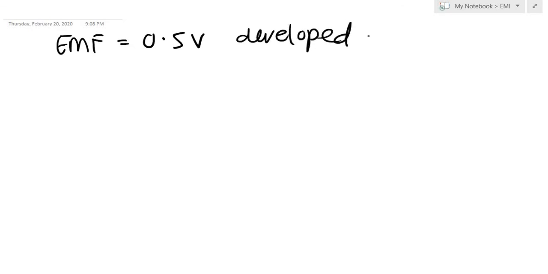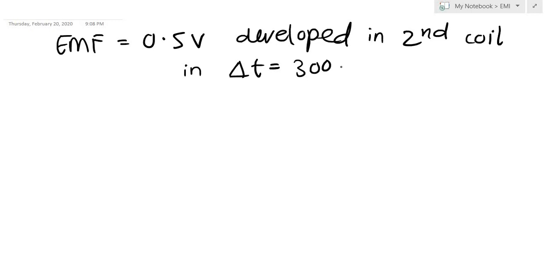The second example is they're telling us that an EMF of 0.5 volts was developed in the secondary coil. They're giving us the time interval, 300 milliseconds. So 300 into 10 to the power of negative 3, or 0.3 seconds.